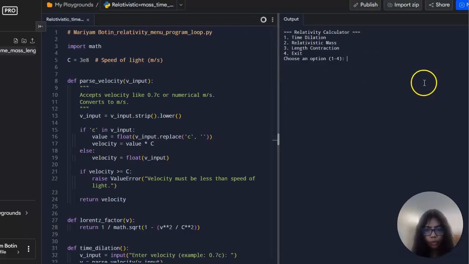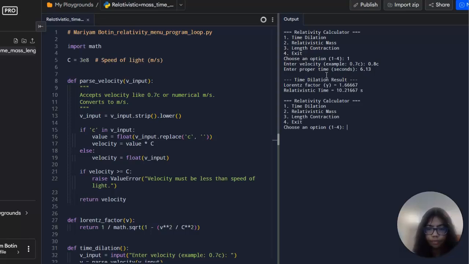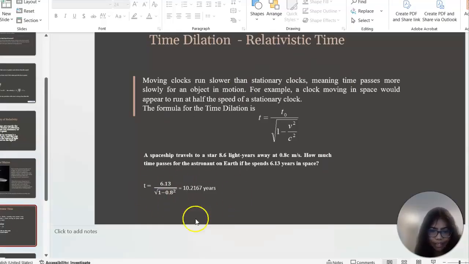Now let's choose option 1 for time dilation. Now it shows enter velocity. It shows 0.8 c. Now it shows proper time, 6.13 years. Now the answer shows 10.21667 years. See this? It shows the same answer right here, 10.2167 years. Same answer as this one. Okay, let's go to the next slide.